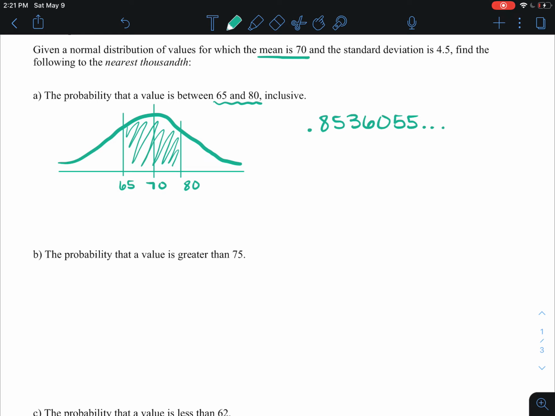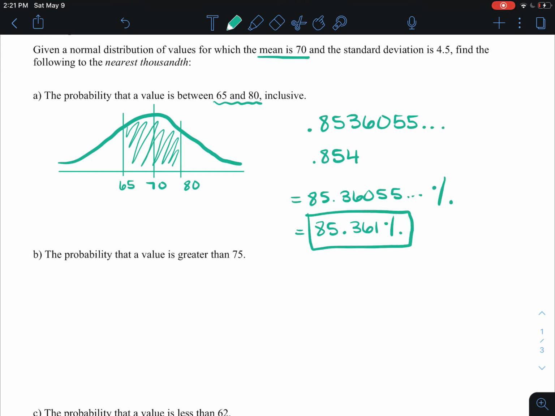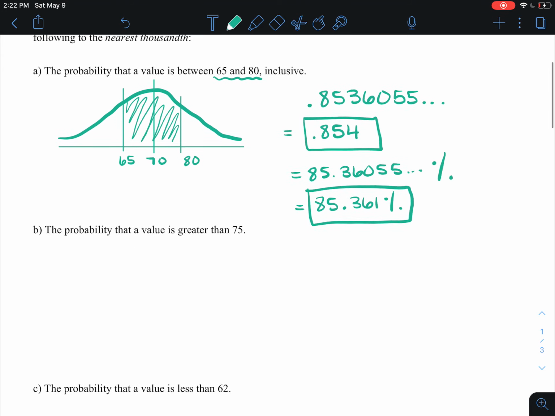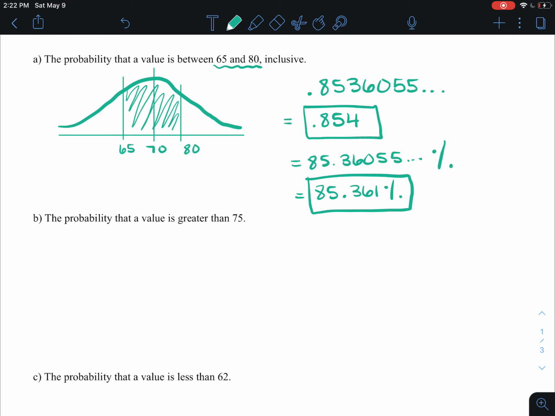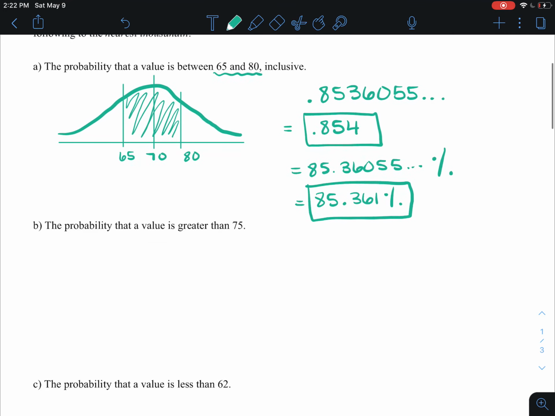It did not say that you had to write this as a percent or a decimal. So if you left it as a decimal, nearest thousandth again would be 0.854. If you did round this to a percent, 85.36055%, then to round that to the nearest thousandth, it would be 85.361%. So either format is fine. If it was specifically asking you for a decimal or percent version of the answer, but it's usually not that specific. So just make sure you're rounding appropriately in whatever format you left your answer.